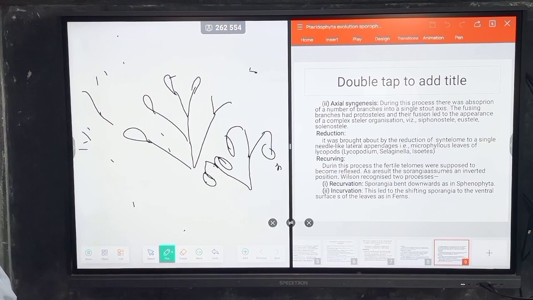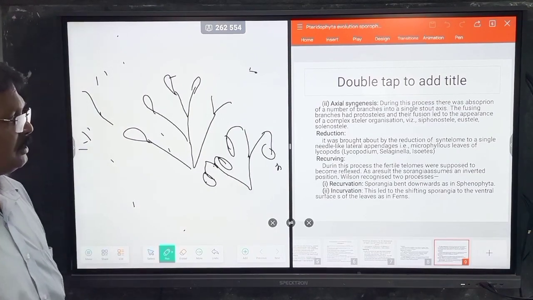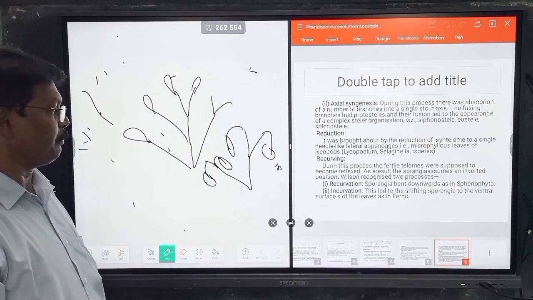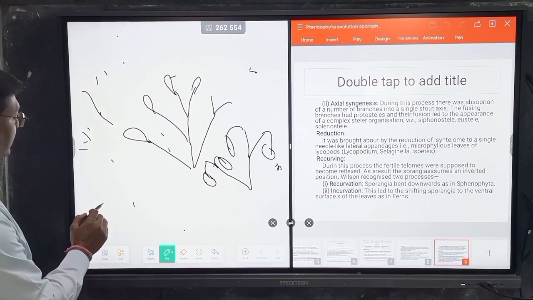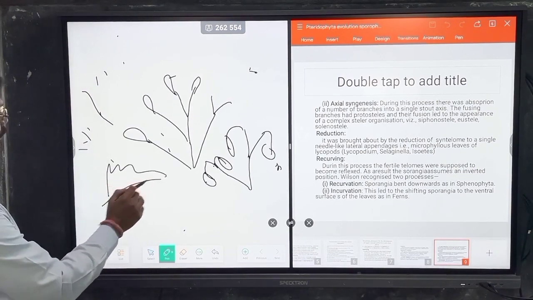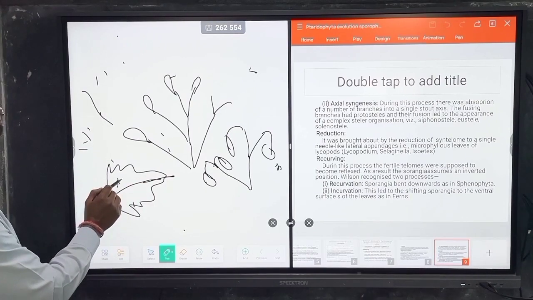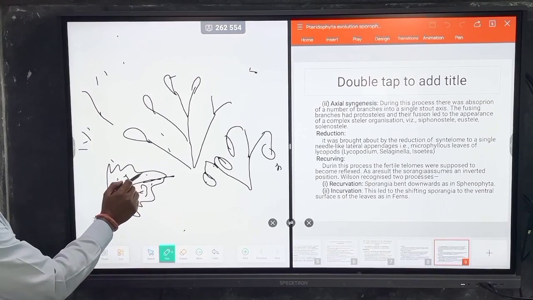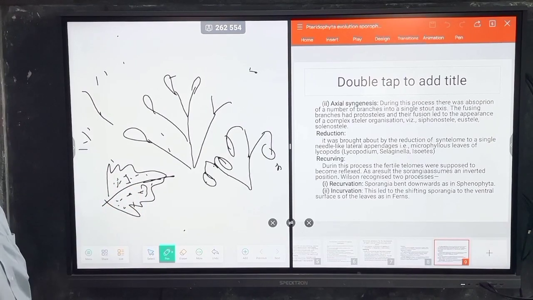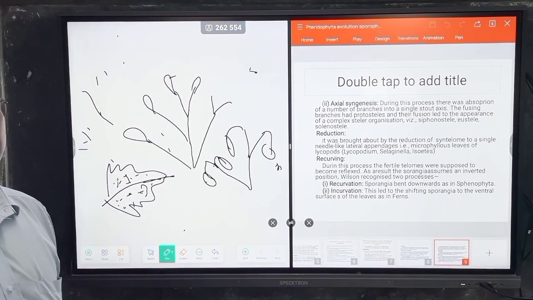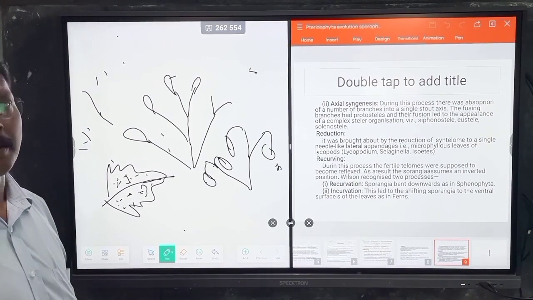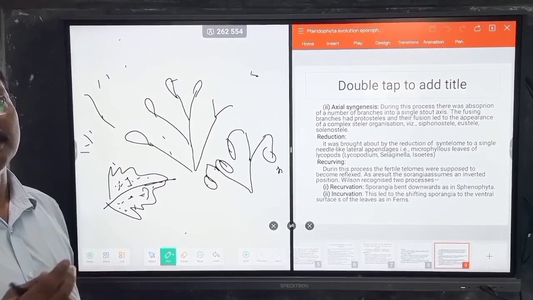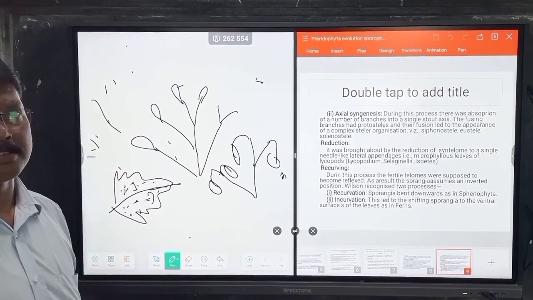And this recurvation led to the shifting of the sporangia to the abaxial surface of the leaves. In higher types of plants, the pteridophytes, the spores are developed at the abaxial surface of the leaves, like this. So this is all about the development of these sporophytes, how the present sporophytes of vascular cryptogams are developed from the rootless and leafless dichotomous branching plants. Thank you.